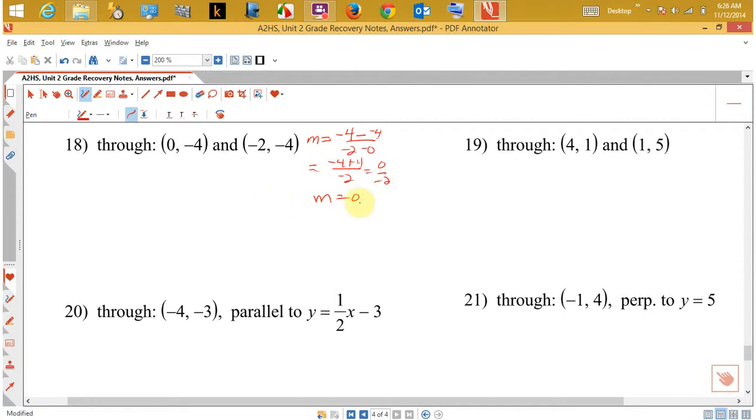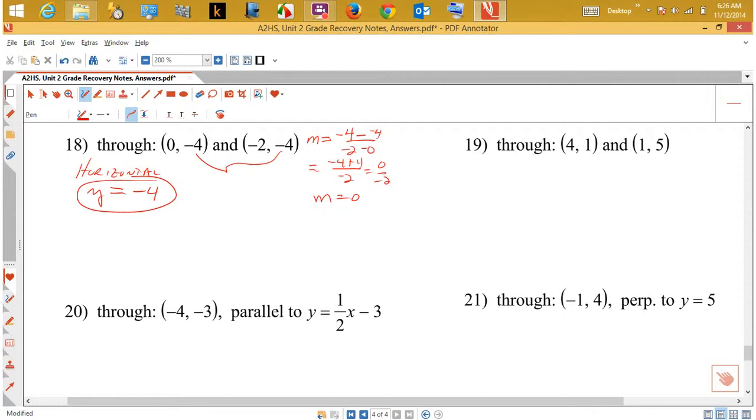Well, 0 slope was a horizontal line. So this is a horizontal line. And that's going to be a y equals line. And what are the values of y in this? They should be the same. And it would be y is equal to a negative 4.